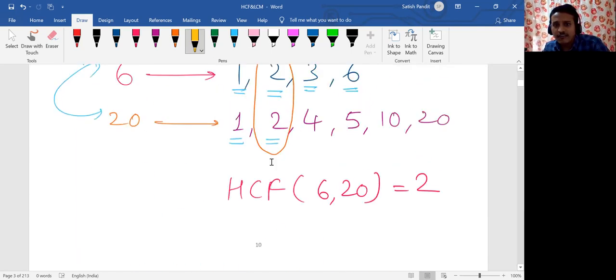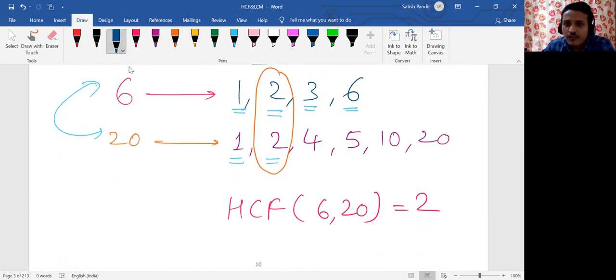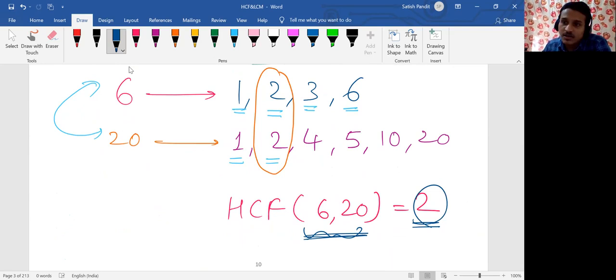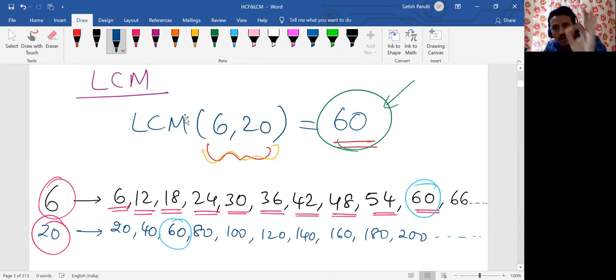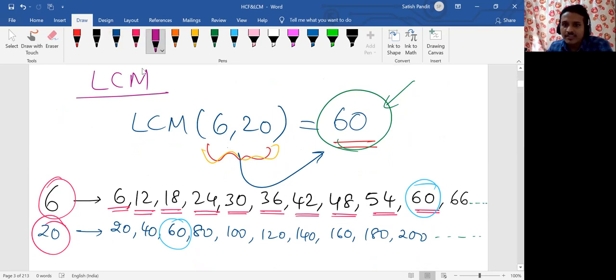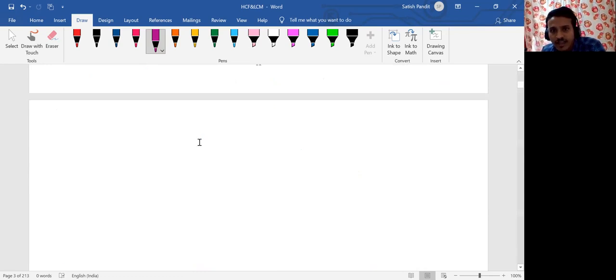Now, if you see HCF, HCF of 6 and 20 was 2, right? So 2 is the largest number which can divide 6 and 20 completely. Or you can say the highest number. Whatever HCF you're getting, that is the highest number which can divide the two numbers completely. But in case of LCM, that is the smallest number which is divisible by both these numbers. Understand? Now let us do the prime factorization way of finding out the HCF and the LCM.